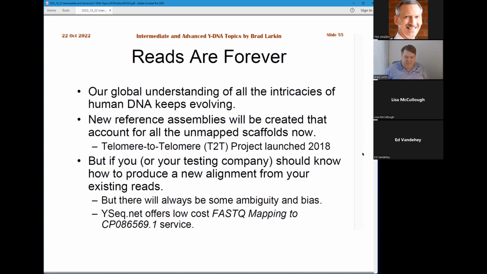Our global understanding of all the intricacies of human DNA keeps evolving, and new reference assemblies will be created that account for all the unmapped scaffolds now. But if you or your testing company know how to produce a new alignment from your reads, you can always move them forward. If it sounds like too much for you to get involved in, YSeq does offer a fairly low-cost FASTQ mapping service, in this case mapping to the new CP086569 reference.